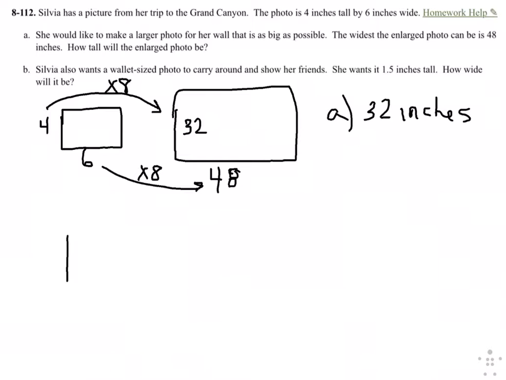inches. So let's start with the original, right? Here's the 4 by 6. And she wants it to be 1.5 inches tall, right? So even smaller, right? So she wants this to be 1.5, right? So now we could figure out what we needed to do to get from 4 to 1.5, or we could set up a proportion, right?